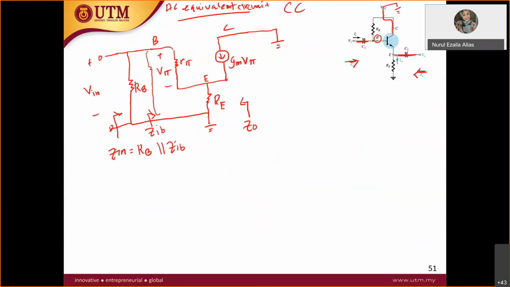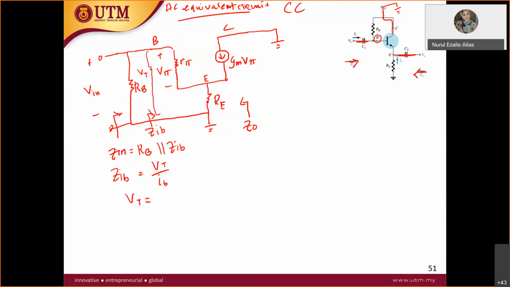Okay, so that later on you can see the similarity. Okay, so ZiB is equal to VT over IB. Sorry, VT over IB. Okay, so now what is VT?